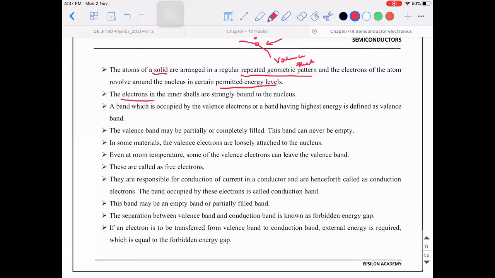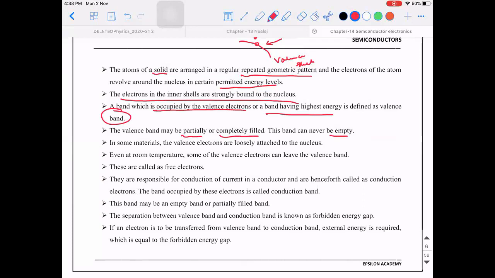So what about the electrons in the inner shell? They are strongly bound to the nucleus, so no question about them for conduction. The band which is occupied by the valence electrons, or the band having the highest energy, is defined as the valence band. In the valence band, it is not necessary that it is going to be completely filled, right? The valence band may be partially or completely filled. This band can never be empty because there should be some valence electron. Some outermost orbit should definitely exist for an atom, right?